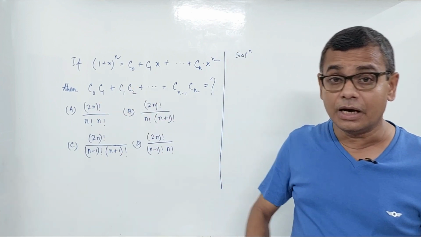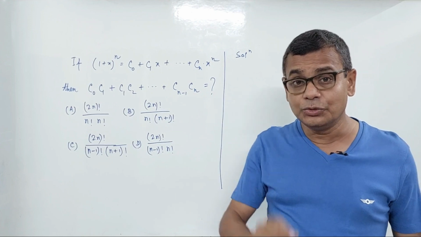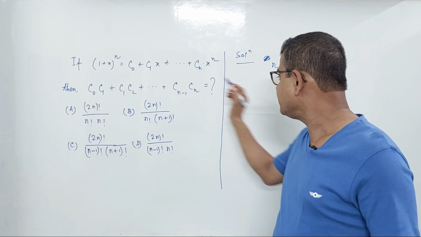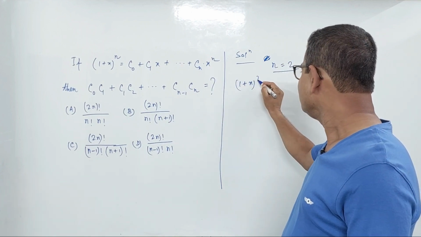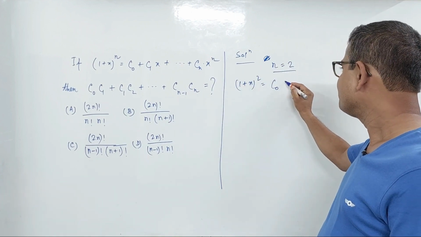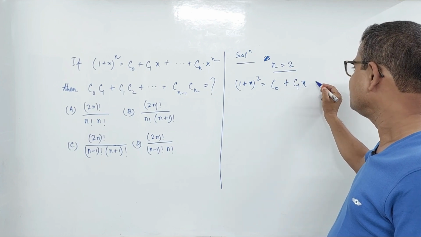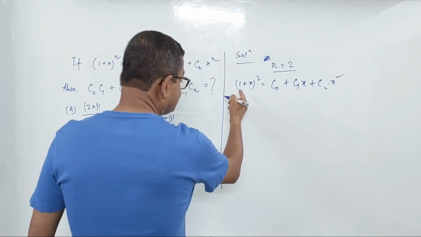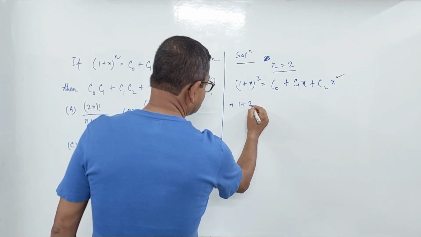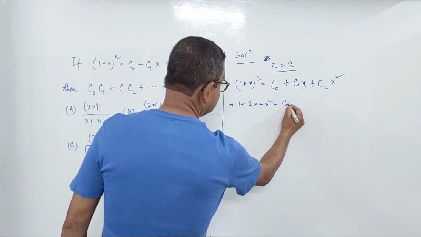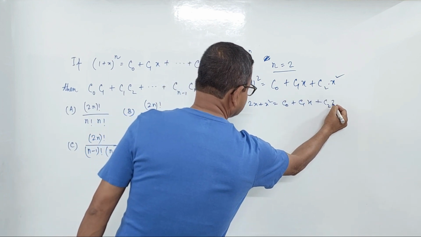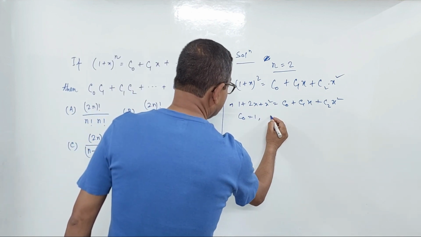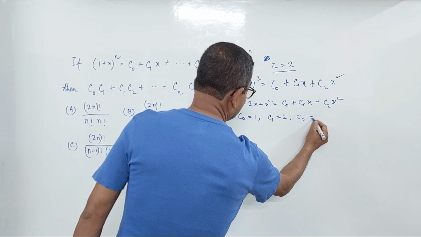Now let us apply the special trick. We can assume n equal to 2. For n equal to 2, what we get? (1 + x)^2 = c0 + c1x + c2 x^2. Now expanding this, we get 1 + 2x + x^2 = c0 + c1x + c2 x^2. Now comparing both sides, we get c0 equal to 1, c1 equal to 2 and c2 equal to 1.